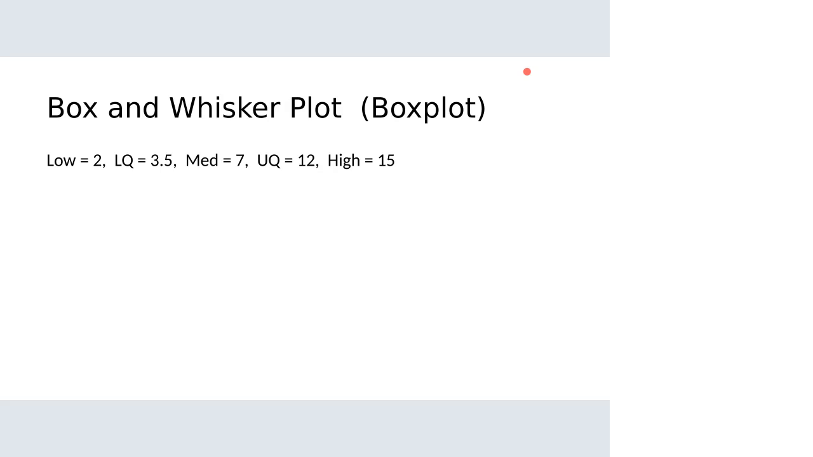To start out with, I'm going to make myself a number line down here. I look at my data set, I see it goes from 2 to 15. So when I draw this, it's basically just a number line. Think of it as graph paper. It's basically a guide for me. I'm going to go from 0 up to 20.